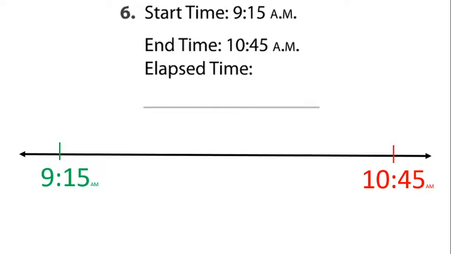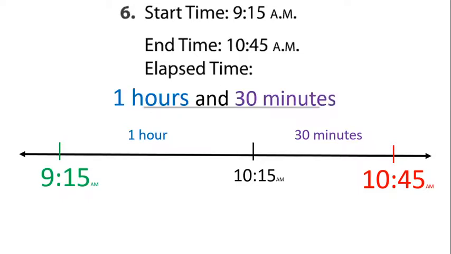From 9:15 a.m. to 10:15 a.m., 1 hour has passed. And from 10:15 a.m. to 10:45 a.m., 30 minutes have passed. So together, 1 hour and 30 minutes have passed.